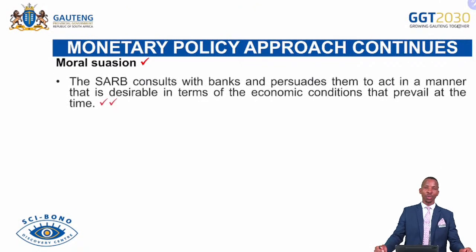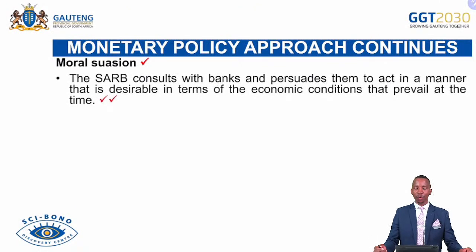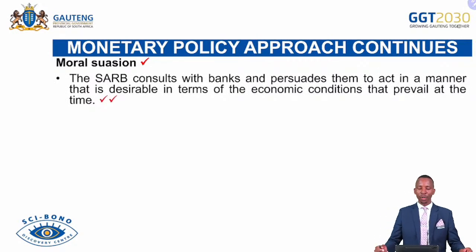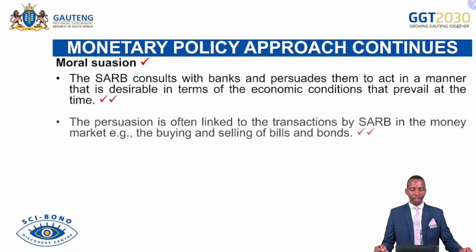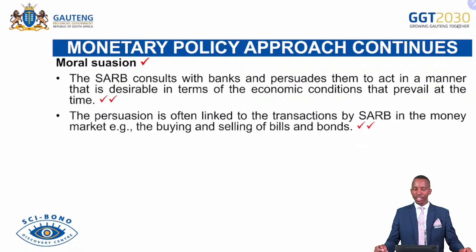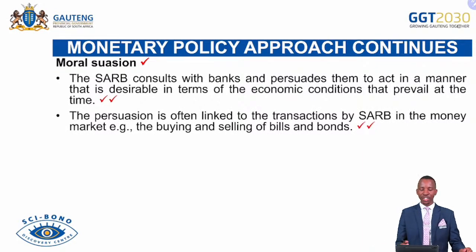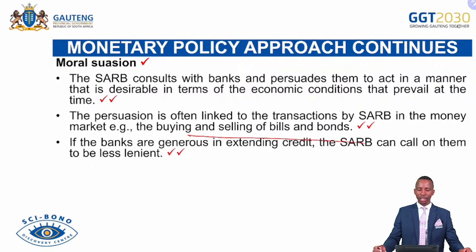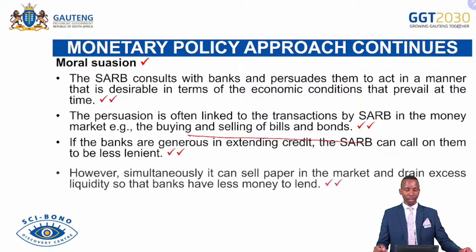Moral persuasion or moral suasion. The South African Reserve Bank consults with commercial banks and persuades them to act in a manner that is desirable in terms of economic conditions that prevail at the time. The persuasion is often linked to transactions by the South African Reserve Bank in the money market, e.g., buying and selling of bonds within the economy. If the banks are generous in extending credit, the Reserve Bank will call them and instruct them to be less lenient when offering credit into the society or into the economy.